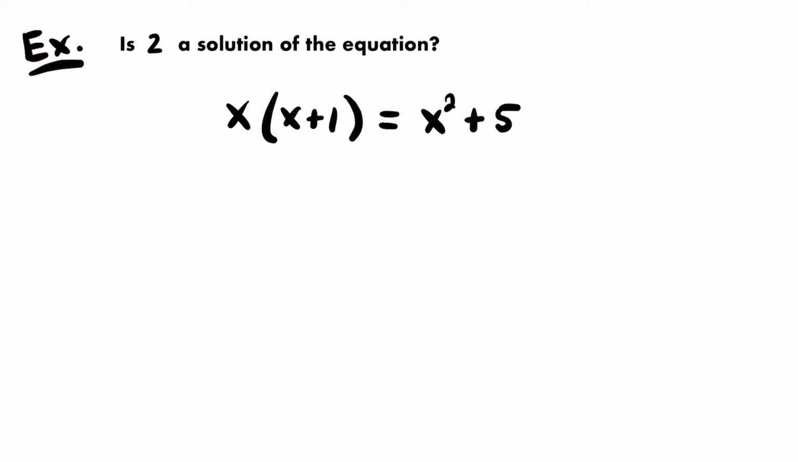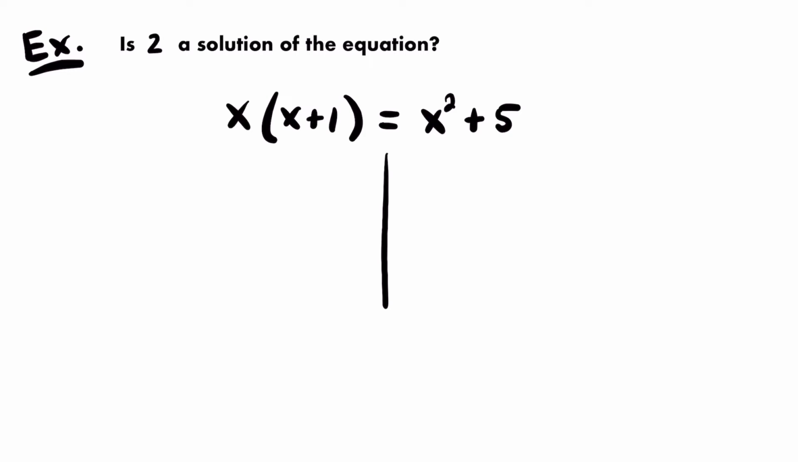Next up, we want to determine if 2 is a solution to this equation. And you can start to see the equations are getting a little bit more complicated. This time we have x times the quantity x plus 1, and that is equal to x squared plus 5. All right, so once again, I recommend that you draw a divider below the equal sign to help you stay organized and compare the two values on either side of the equation.